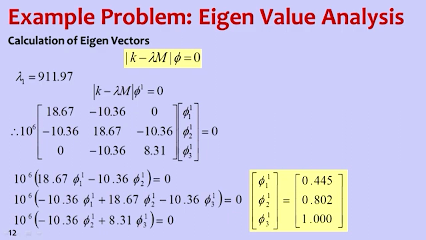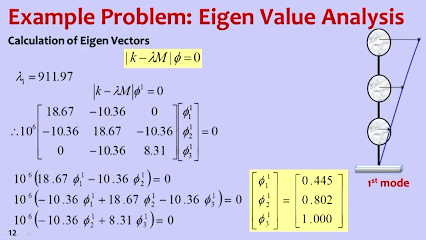Again we take phi 3 and phi 2 values and substitute in the second equation. We get the phi 1 value, and put phi 1 and phi 2 values to check whether they are matching or not. So that's how we get phi 1, phi 2, phi 3 of the first mode, and we get the mode shape if we plot like this. So this is 1, this is 0.8 and this is 0.445. Usually the first mode will touch the axis only at the base, this is the axis of the building. It will not touch anywhere else.